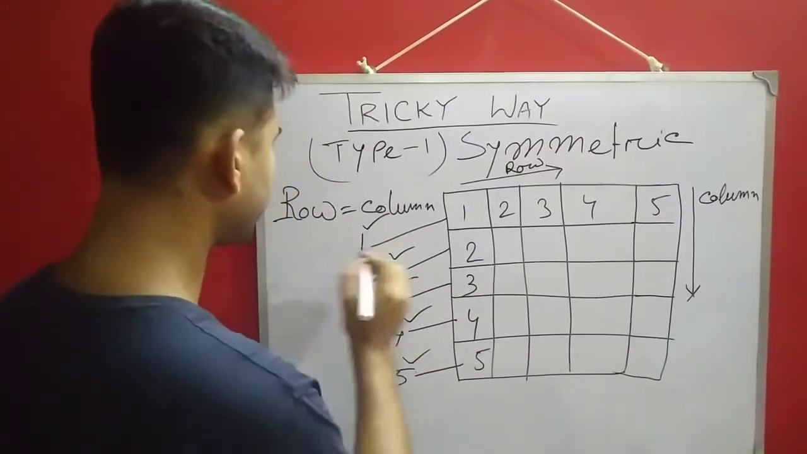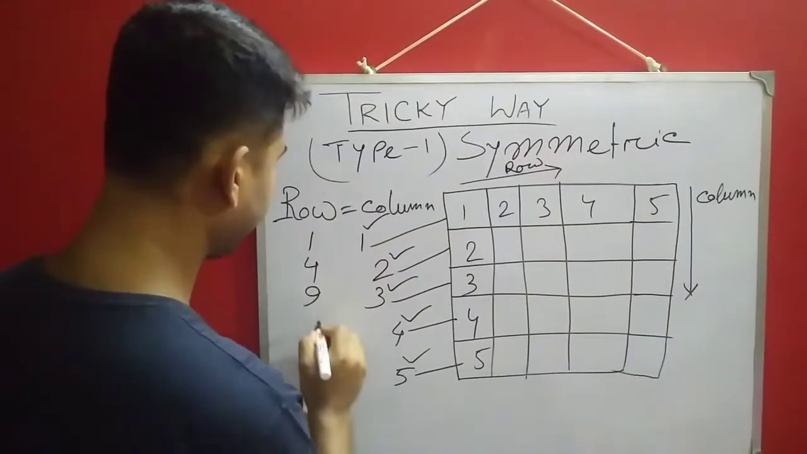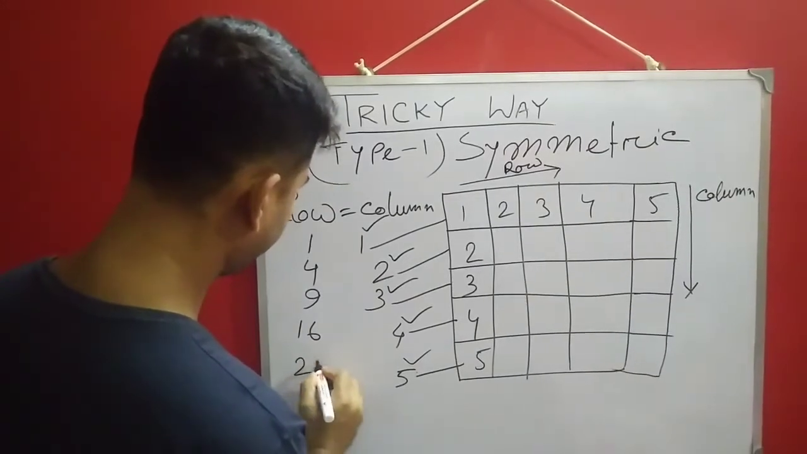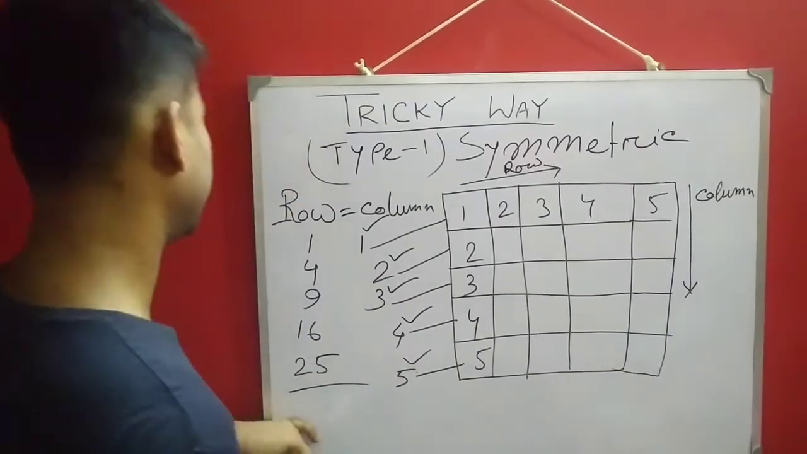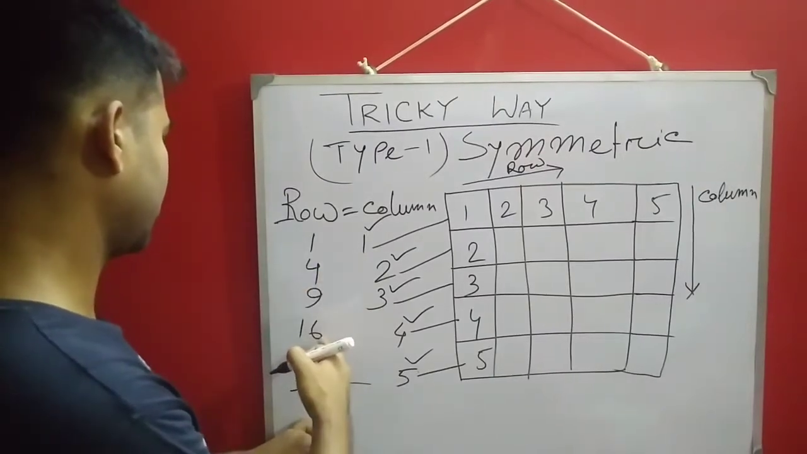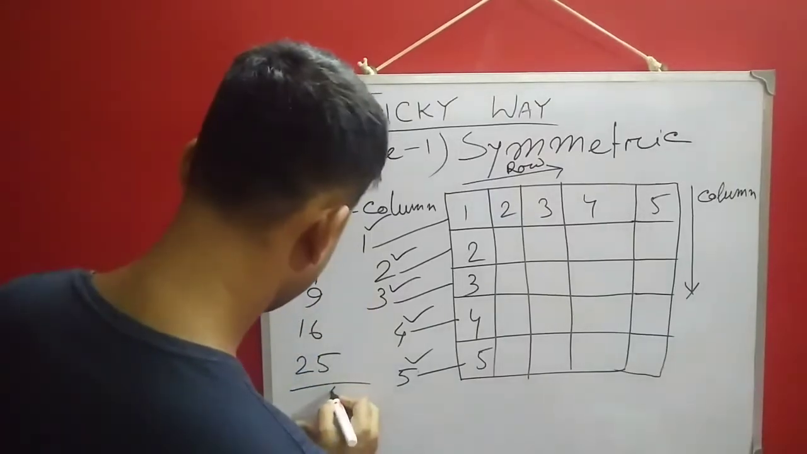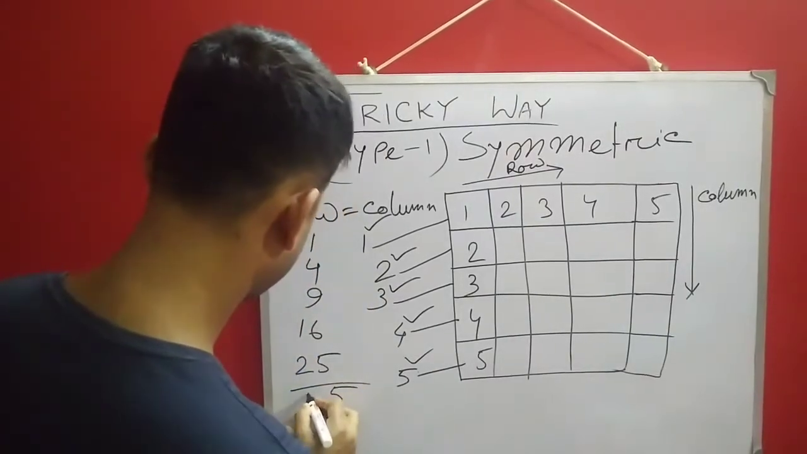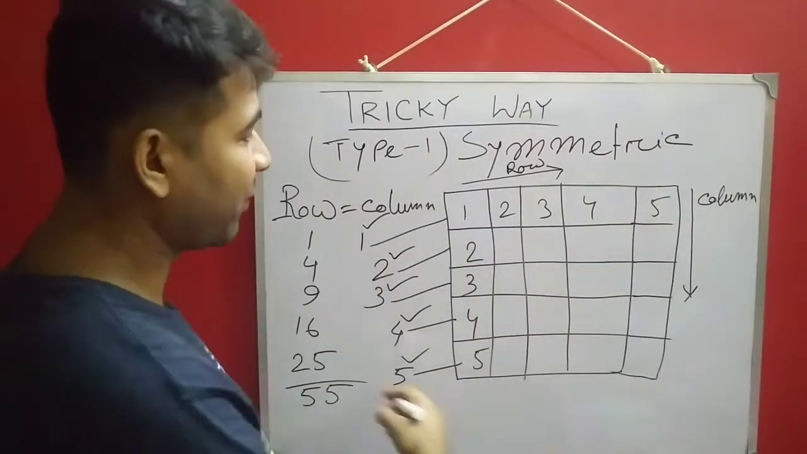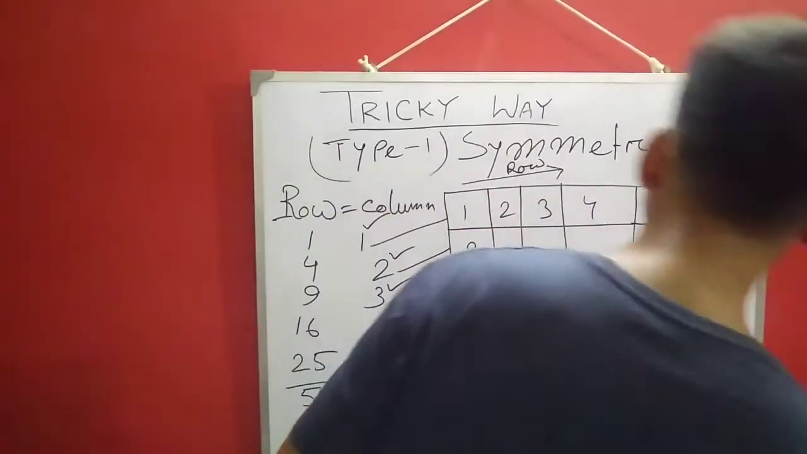Square the value. That is 1 equals 1, 2 equals 4, 3 equals 9, 4 equals 16 and 5 equals 25. So the sum is 55. So the total number of squares for this figure is 55. Is it clear? Okay. Then another.